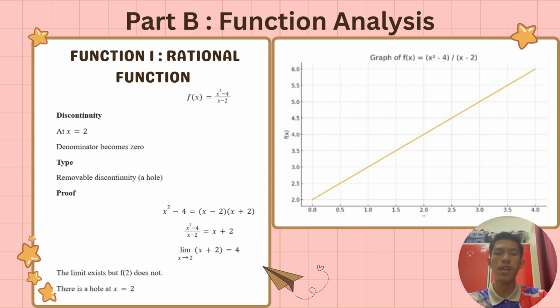Finally, let's look at the graph on the right. Notice how the graph is a perfectly straight line consistent with the simplified function y equals x plus 2. If you trace the line to where x equals 2, the y value is 4. However, the specific point is missing from the function domain. The graph visually confirms our algebraic proof that this rational function behaves exactly like a line, but with a single removable discontinuity at x equals 2.